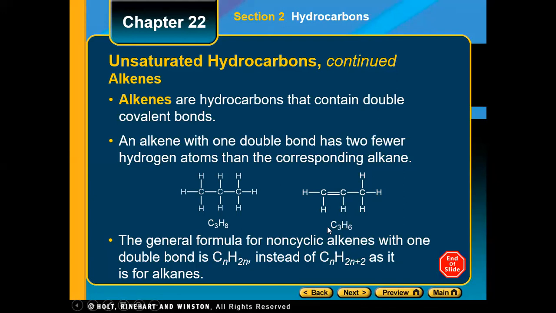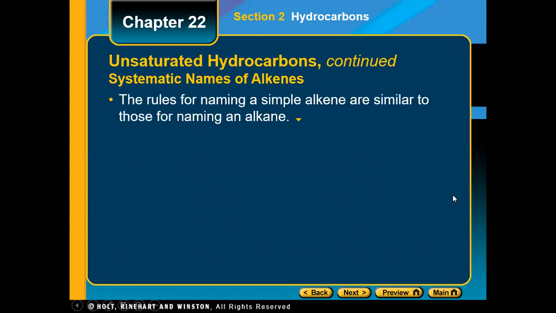This formula only applies if you have a non-cyclic alkene, because the moment it is a cyclic alkene, then the number of hydrogens will decrease. And if you have more than 1 double bond, also the number of hydrogens will decrease. 2 hydrogens are lost every time a double bond is present in the chain. Is that clear? Okay. Now, how to name the alkenes?